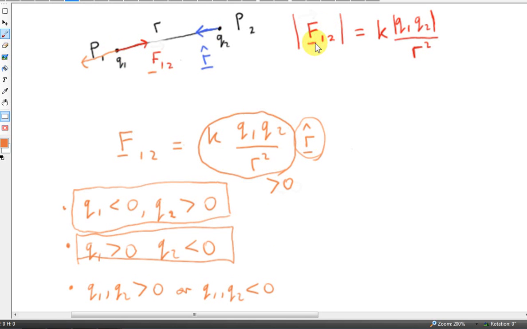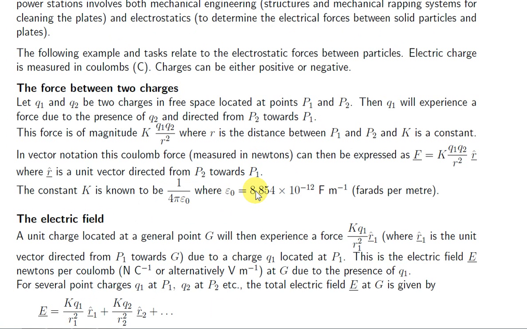The magnitude of the force will be in newtons. So we must have the charges in coulombs, the distance between them in meters, and the constant k has to be given by this quantity here, 1 over 4 pi epsilon 0, where epsilon 0 has this value.